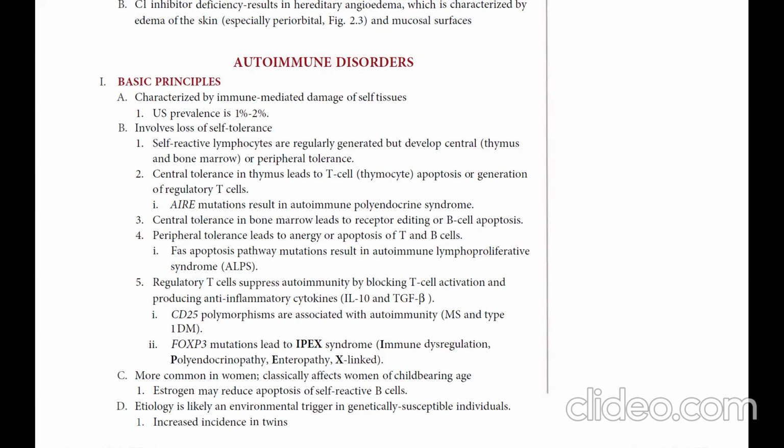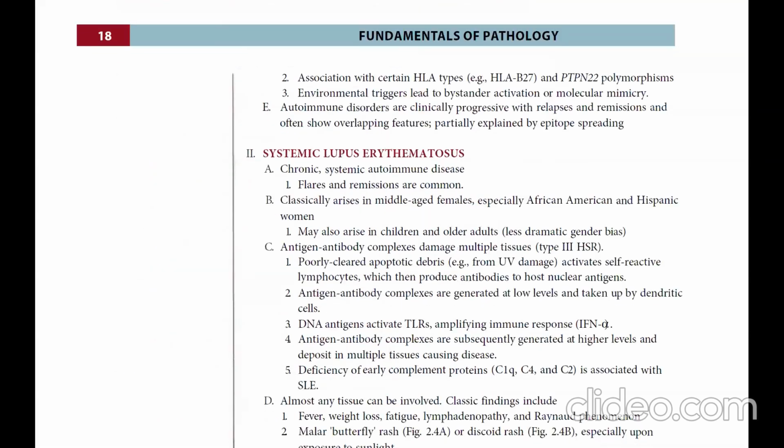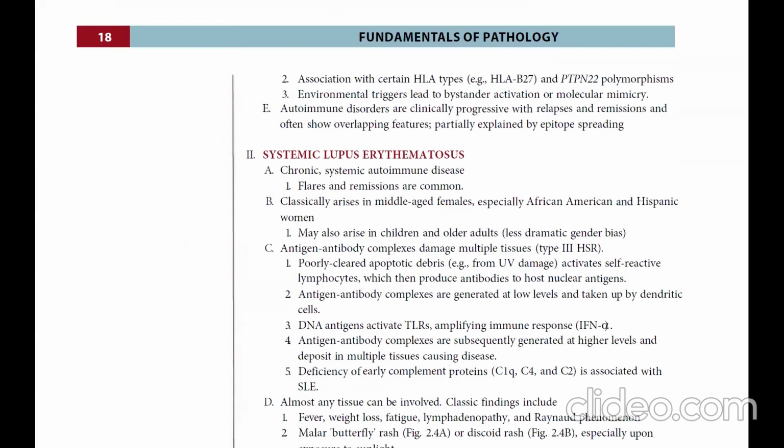It is more common in women, classically affecting women of childbearing age. Estrogen may reduce apoptosis of self-reactive B cells. Etiology is likely an environmental trigger in genetically susceptible individuals, with increased incidence in twins. There is association with certain HLA types, HLA-B27, and PTPN22 polymorphism. Environmental triggers lead to bystander activation or molecular mimicry.